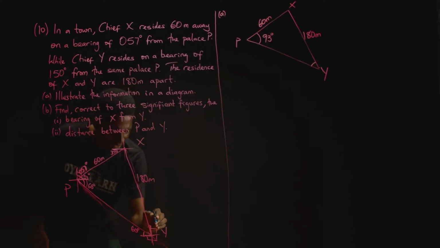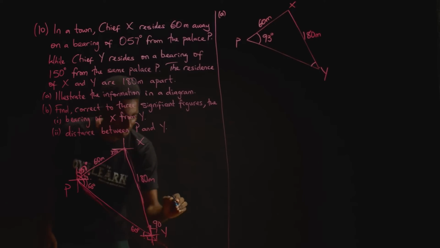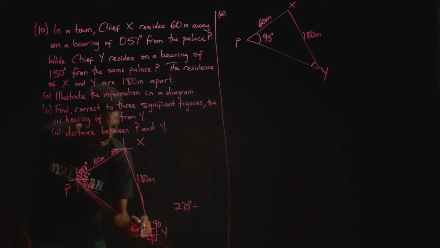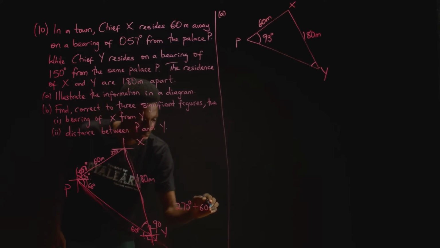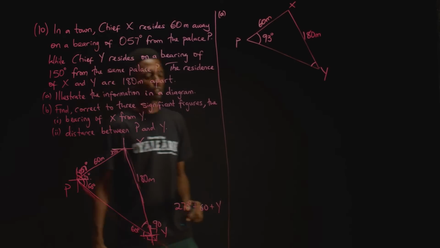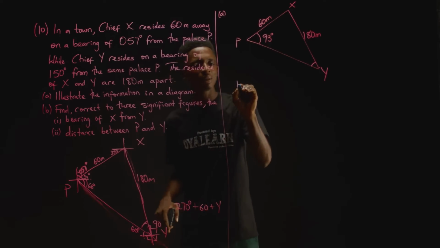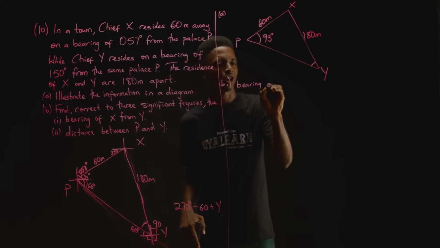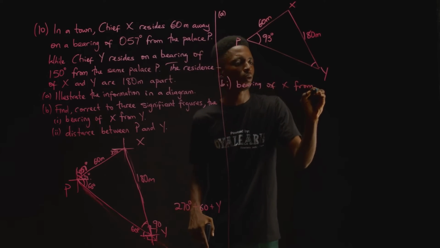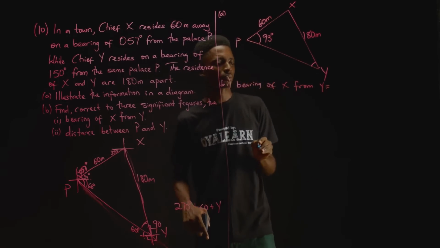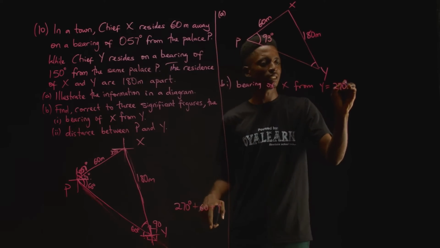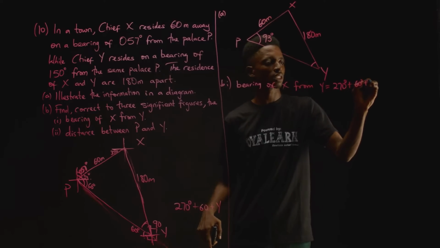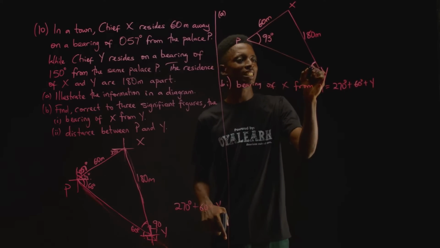Now take note, we already have 90 here, 90 here, that is, we have 270 plus this angle here and this 60. So plus 60 plus Y is what we are going to get our bearing. So that is, our bearing of X from Y equals 270 degrees plus, now this 60 degrees plus Y. So we need to find this angle here.